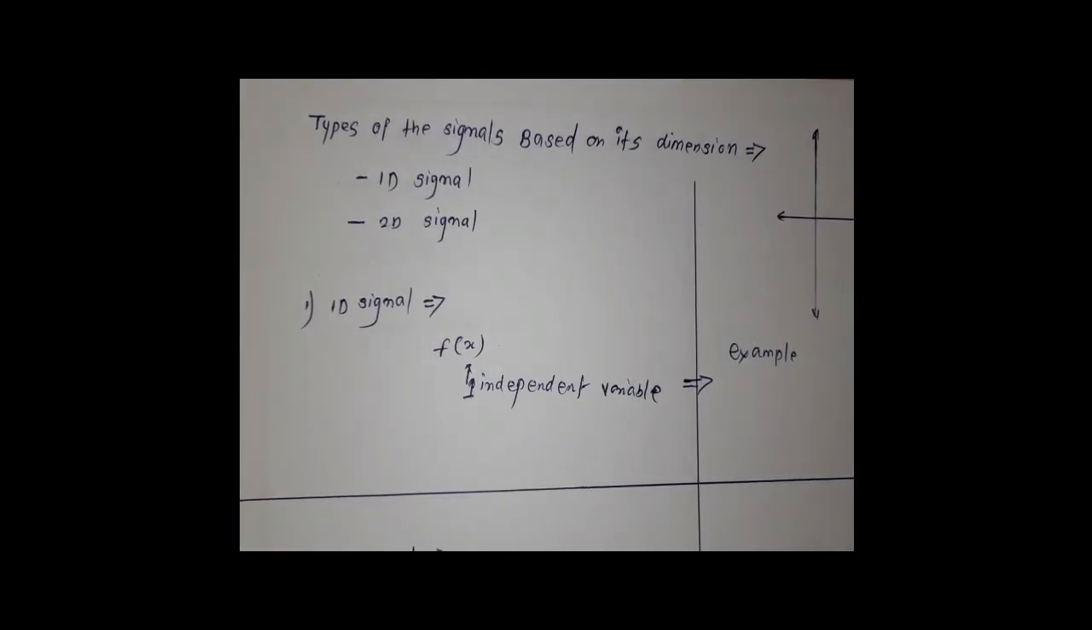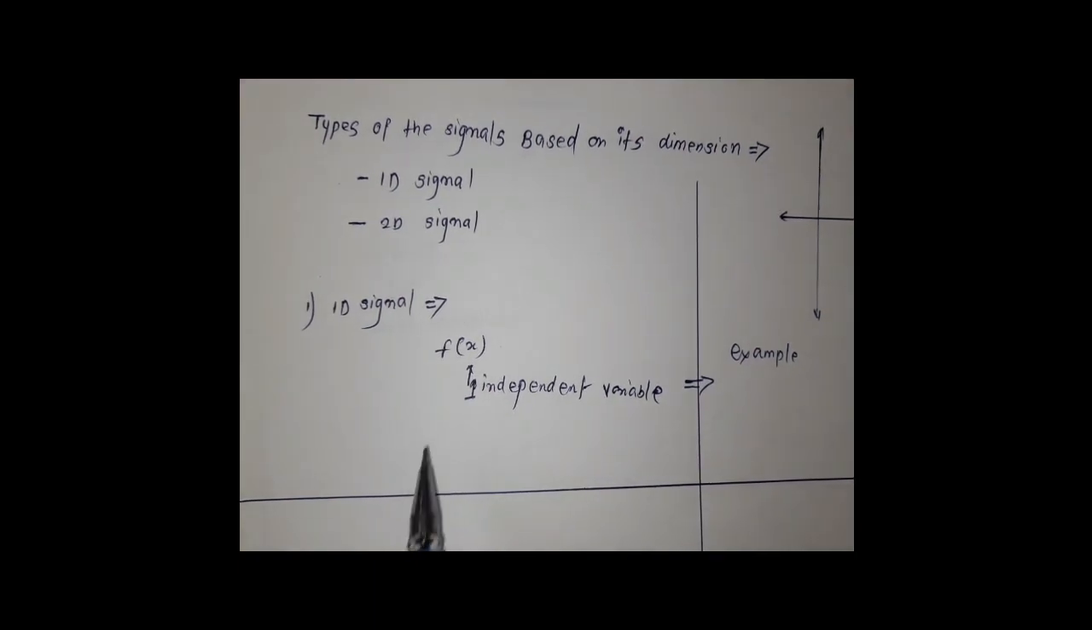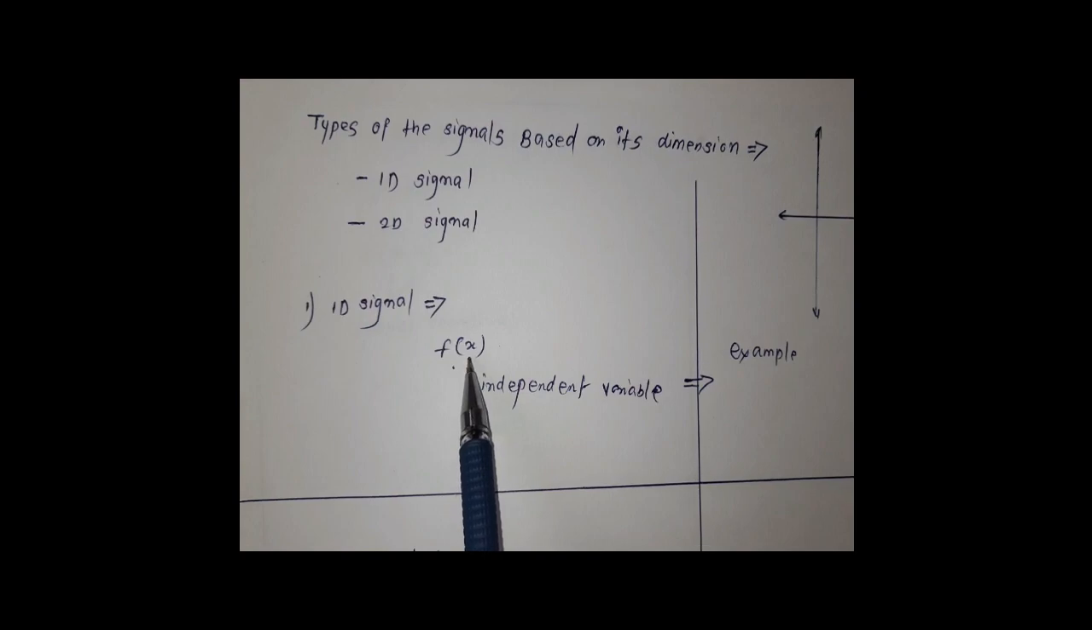Hello guys, so today I would like to tell you something about types of signal. Basically signals are classified into two categories, that is 1D signal and 2D signal. D stands for dimension. We define or represent a 1D signal with the help of function f(x), where x is our independent variable, and the total number of independent variables is nothing but its dimension.